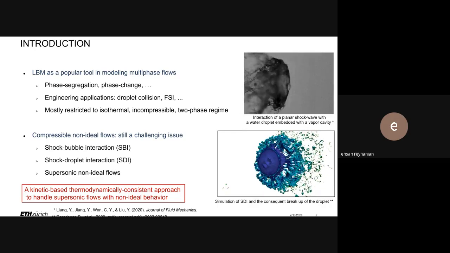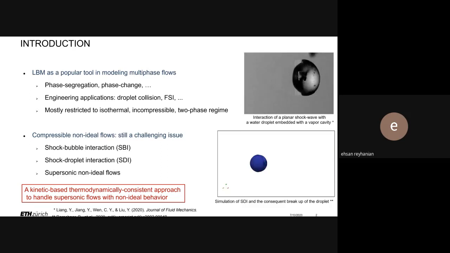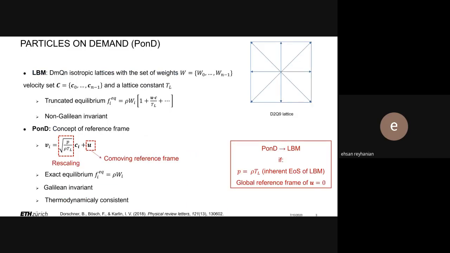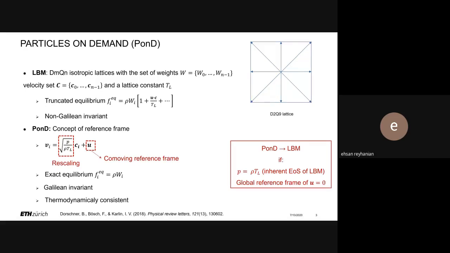There exist many experimental as well as numerical and theoretical attempts on subjects such as the interaction of a shock wave with bubbles, droplets, or, for example, water columns. Hence, we aim to construct a thermodynamically consistent model in the kinetic theory framework that can handle supersonic non-ideal fluids. Now, LBM is usually recognized with a set of symmetric discrete velocities with corresponding weights for each direction. It is common to use a polynomial equilibrium function up to second or higher orders in velocity.